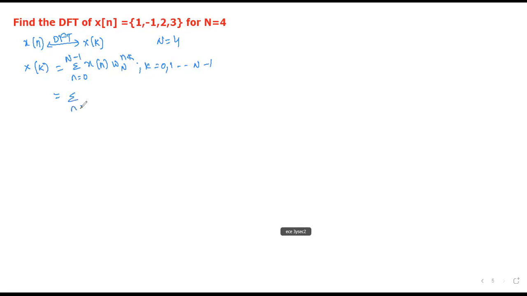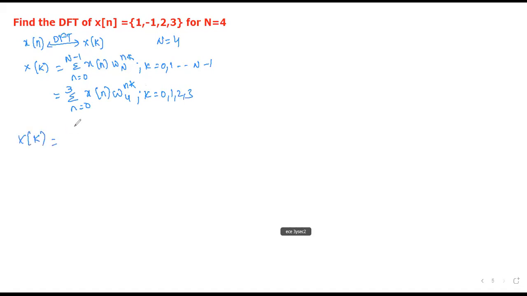So suppose x of n has the DFT x of k. Then x of k can be expanded as sigma n is equal to 0 to N minus 1 of x of n into omega N power nk, where k is equal to 0 to N minus 1. Here capital N is equal to 4. So let us substitute this value: n is equal to 0 to 3, x of n into omega 4 power nk, k is equal to 0, 1, 2, 3. Let us represent these equations in terms of the Twiddle factor matrix.